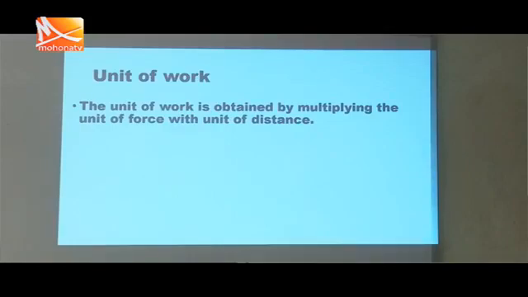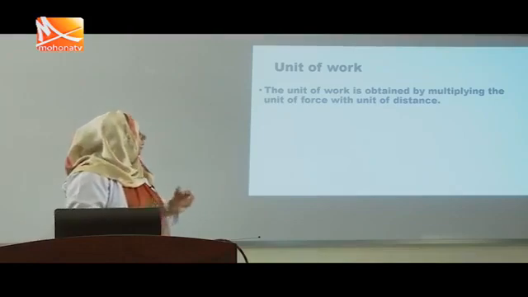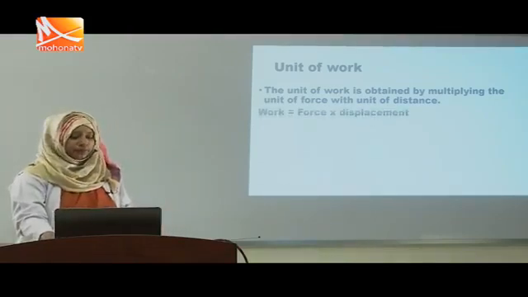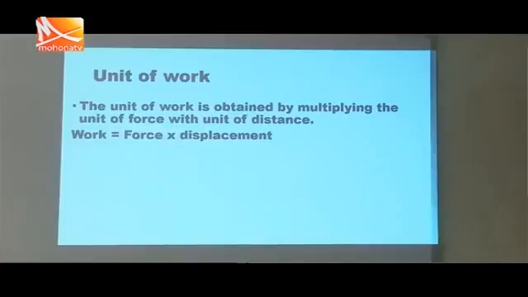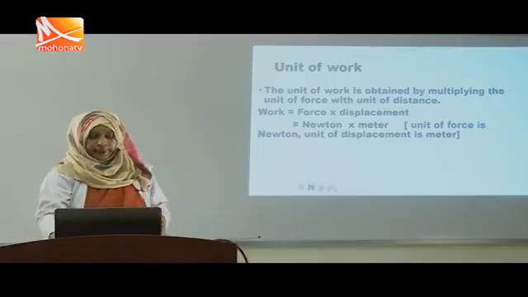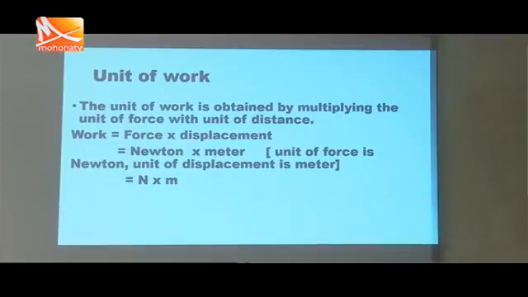Now, unit of work. The unit of work is obtained by multiplying the unit of force with the unit of displacement. We know work equals force into displacement. The unit of force is Newton and the unit of displacement is meter. That means Newton into meter, N into m. Here we are using capital N. Why? And the meter is small m.